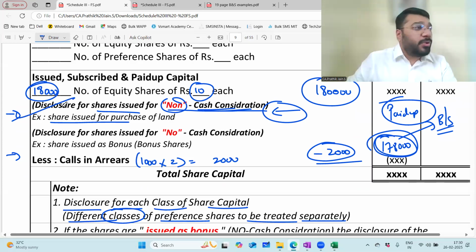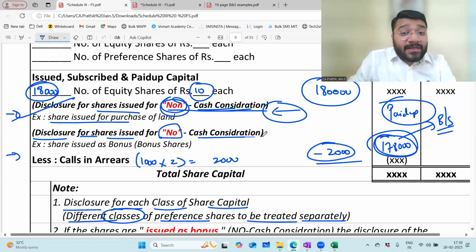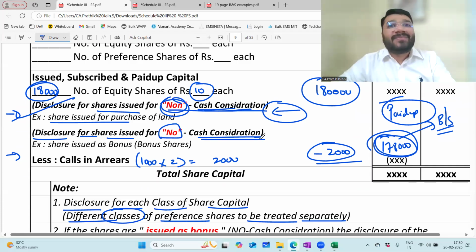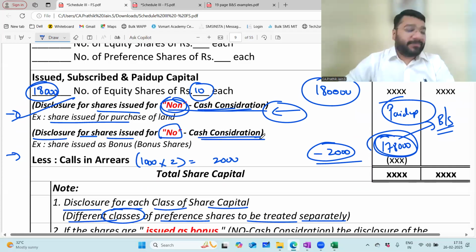This is one disclosure of non-cash consideration. One more is called disclosure of the shares issued for no cash consideration. What is no cash consideration? We have studied this again in the CA Foundation, in company accounts. Which chapter? There's a chapter called bonus issue and rights issue.